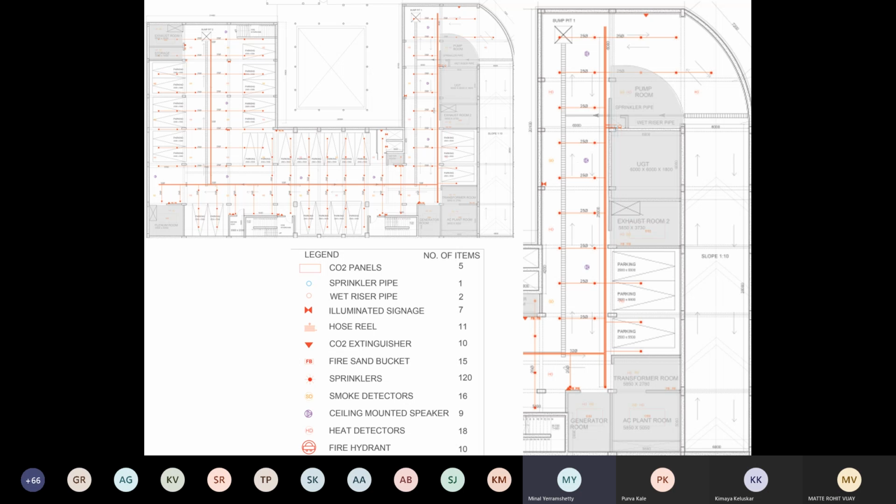Wet riser pipe and sprinkler pipe are two different systems that we studied last time. They cannot be combined. The reason is sprinkler requires less pressure while wet riser requires huge pressure. Yes, a question? No, I think the mic has just got unmuted. Show me where these sprinkler pipes are in the plan. Okay, one or two circles are visible.